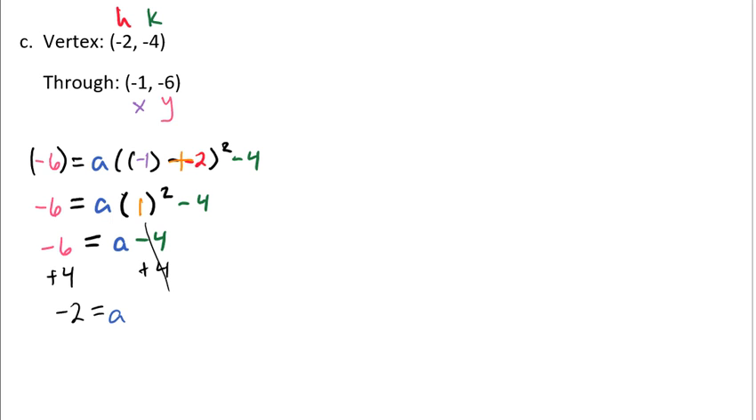After you plug in your h and your k and your x and your y, you'll see that you have a double negative again, so that'll change to a plus. Then as you work it out, you have an a value of negative 2. So that means your formula should be f of x equals negative 2 times (x plus 2) quantity squared minus 4. And that is our answer.